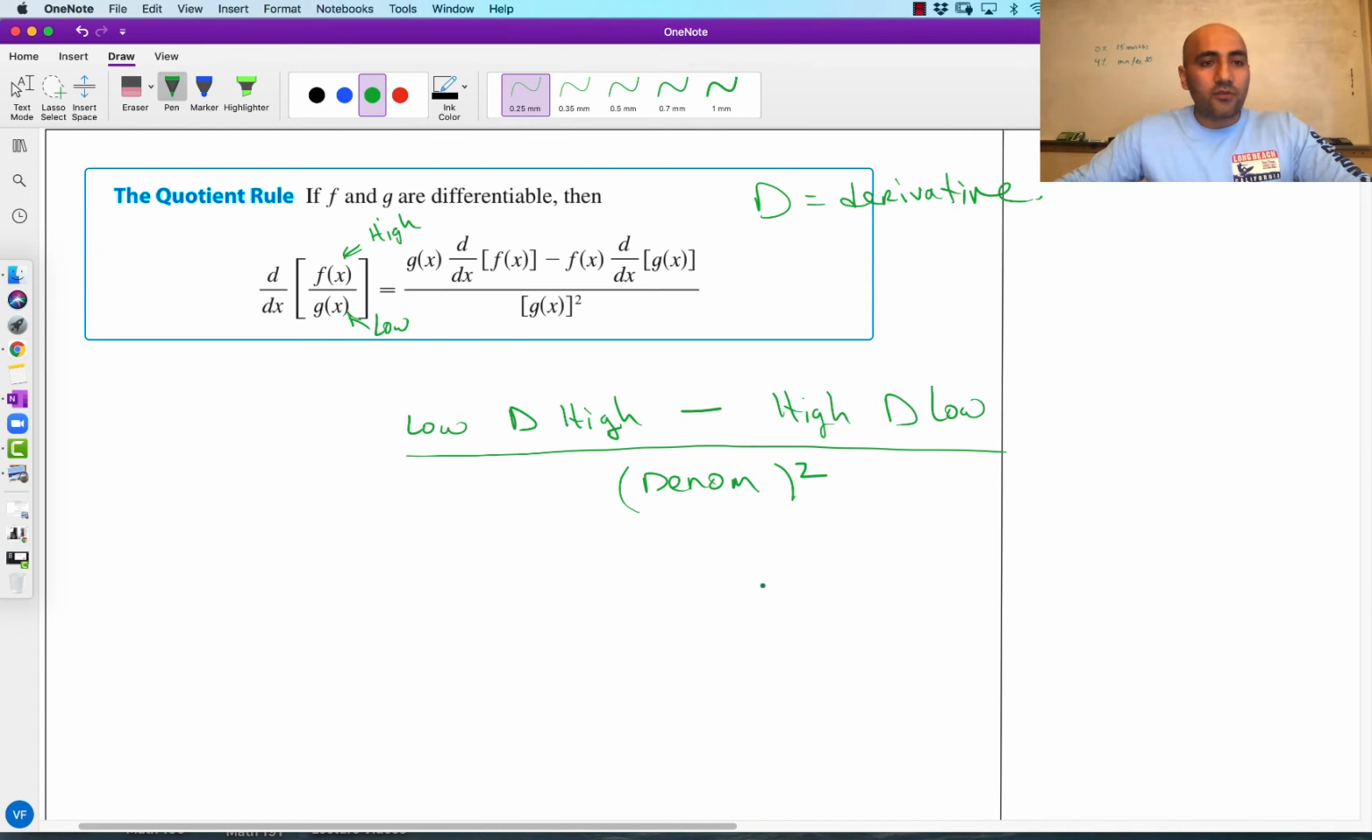Okay, so now that we have the quotient rule, we can apply it. So let's apply it to the problem I just did, and we'll have a third way of solving it, and we'll see that they all match. And then we'll do more complicated questions involving an ugly-looking fraction where the quotient rule is really your only way to solve it.